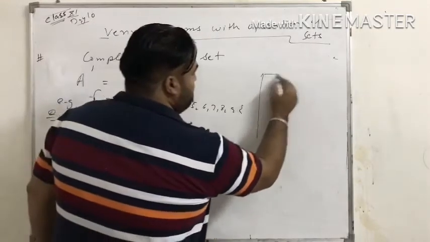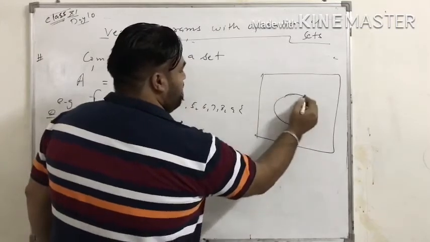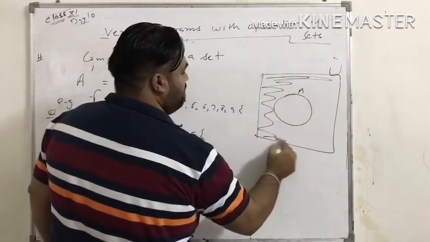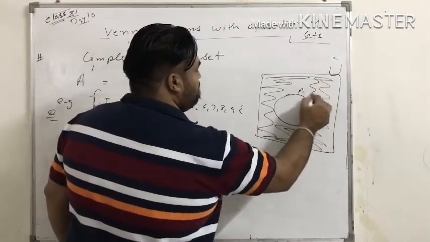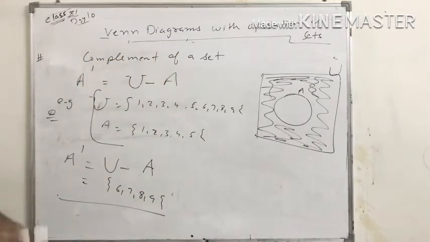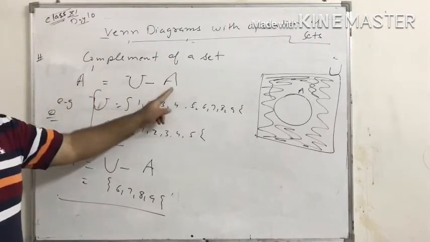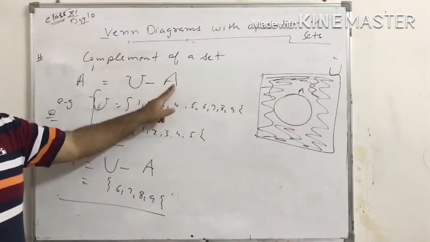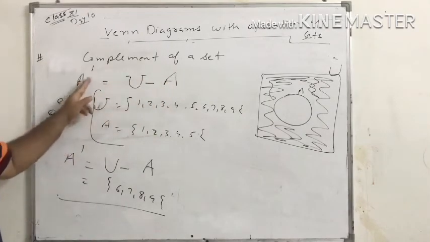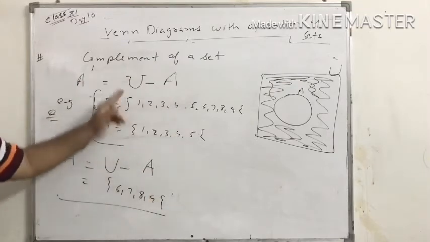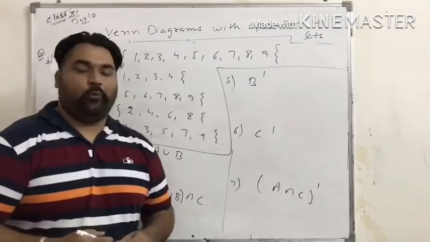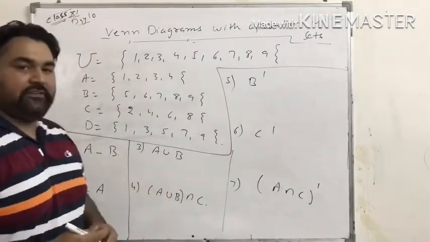Through Venn diagram we can represent this is set A, this is U. So this shaded region represents the complement of A. I repeat, A complement means U minus A, universal minus set A. If there is a B complement, then U minus B. If there is a C complement, U minus C. All the elements of U which are not present in A. Now we take an example for the clarification of concepts.